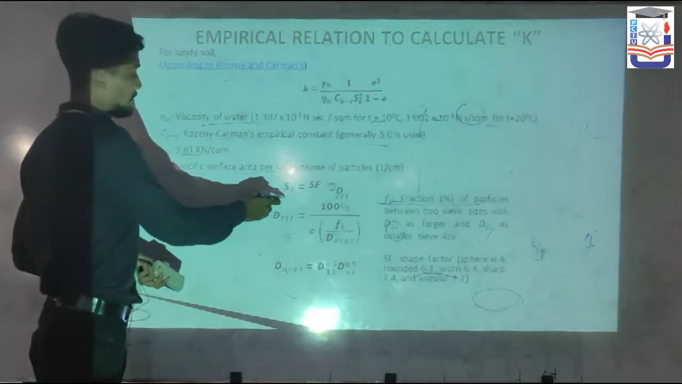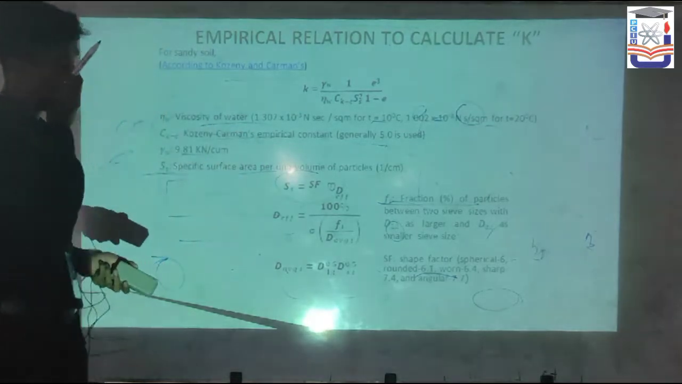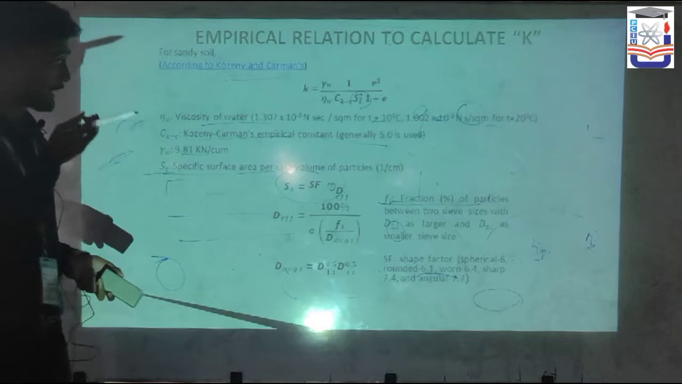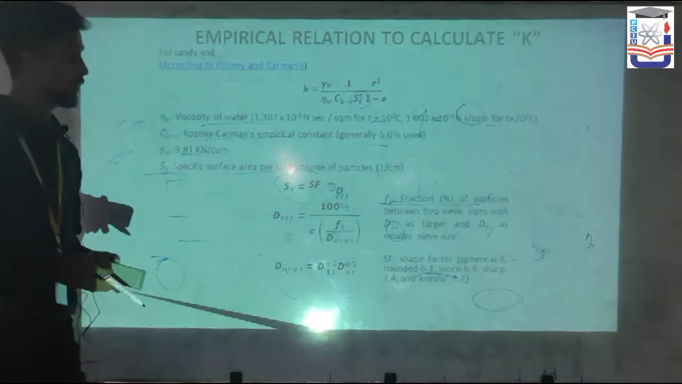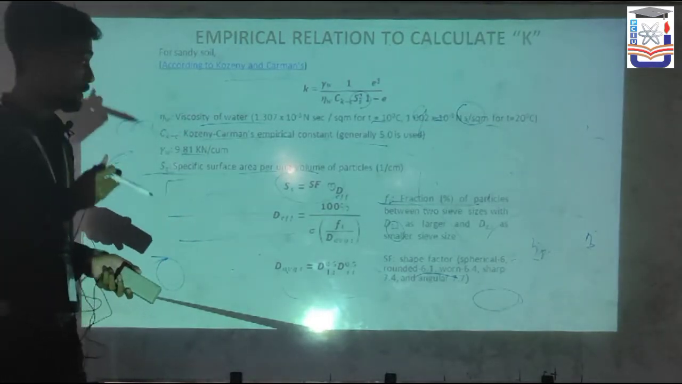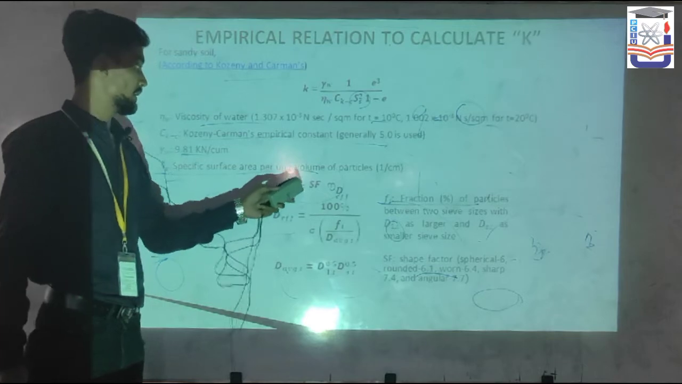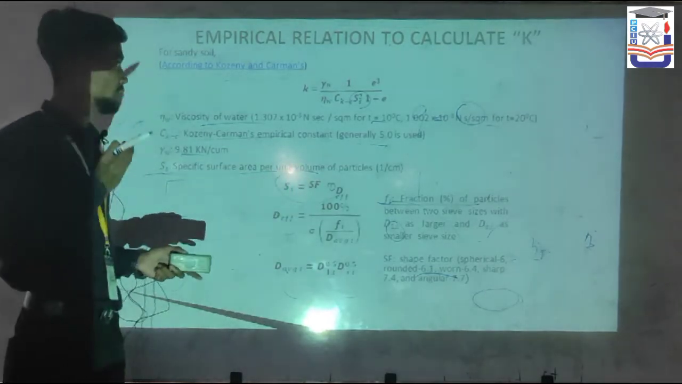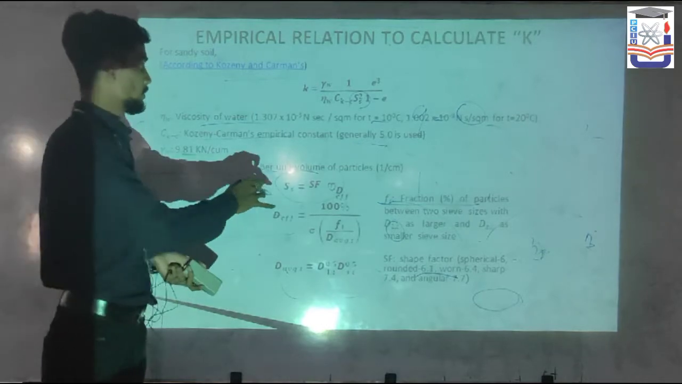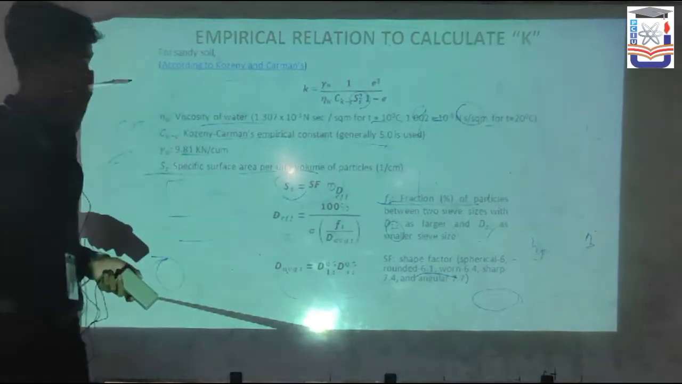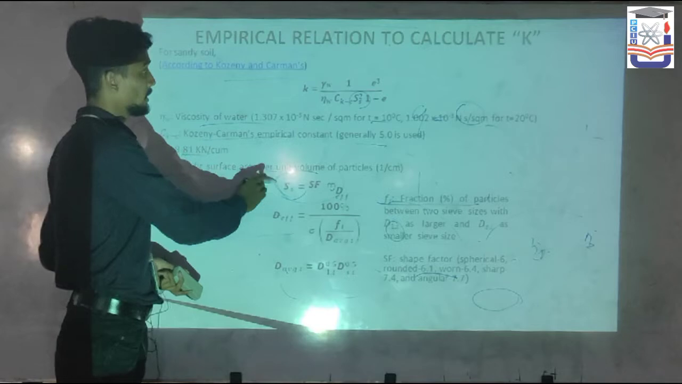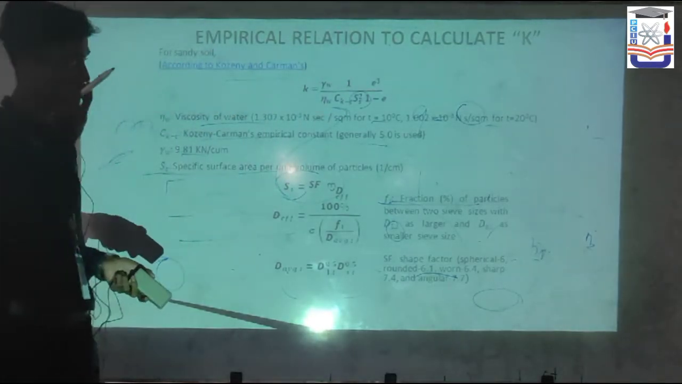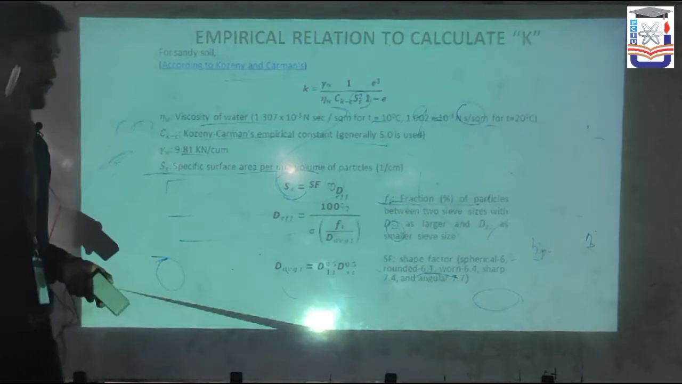If the value of Ss is given in the question, we directly put it here to find K. If the value of Ss is not given in the question, we use this formula to find Ss. After finding Ss, we put the value here, and e equals the void ratio, which equals volume of void by volume of solid.